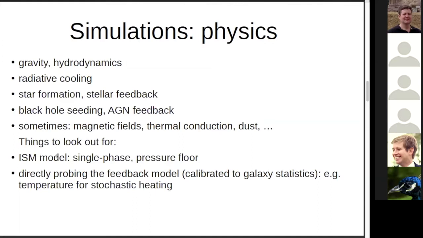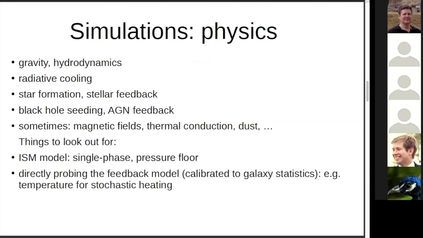So some things to look out for if you're doing this sort of analysis of these simulations are, first of all, because the mass resolution is only roughly 10^6 solar masses, you can't actually model the multi-phase ISM. And in order to get this to work correctly, you basically need to put in a pressure floor here, so you keep the Jeans scale resolved in the ISM.